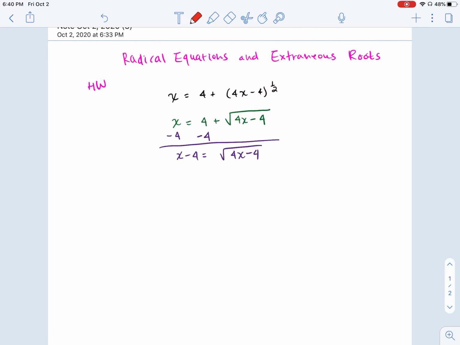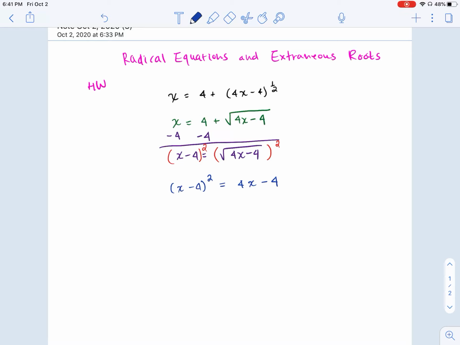So now what I can do is raise both the right side and the left side to the power of 2. The moment I have an exponent of 2, this eliminates the radical. So now I have x minus 4 to the power of 2 is equal to 4x minus 4.